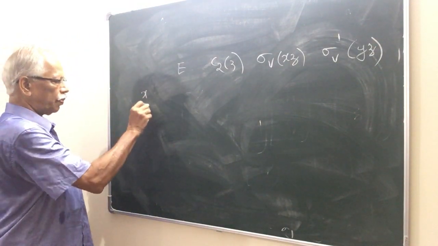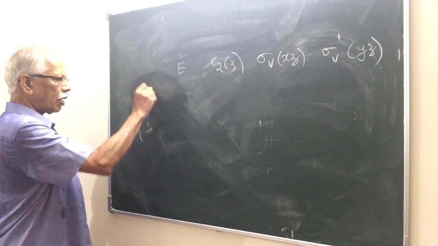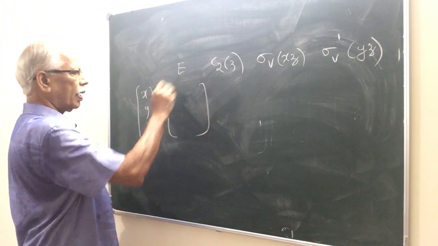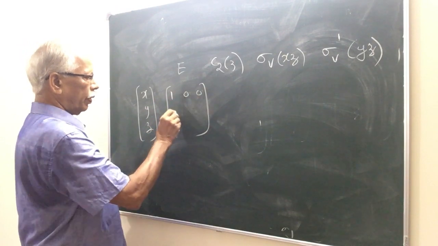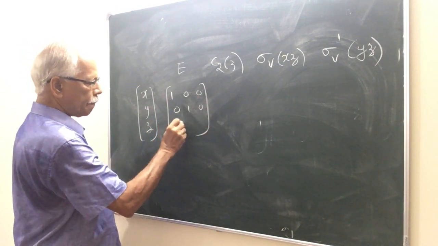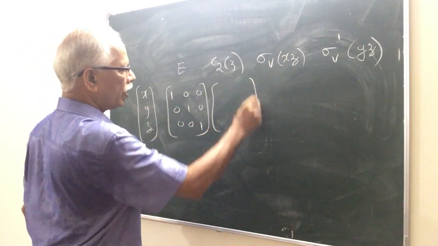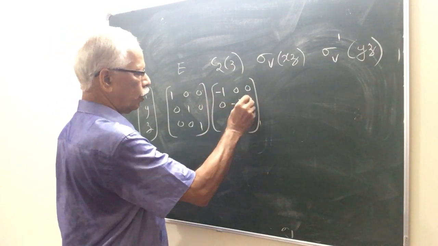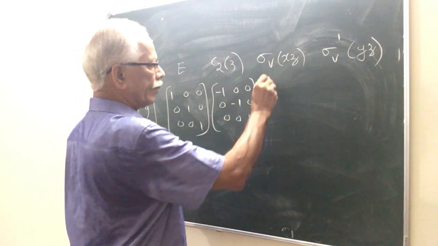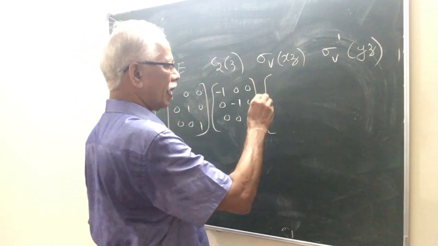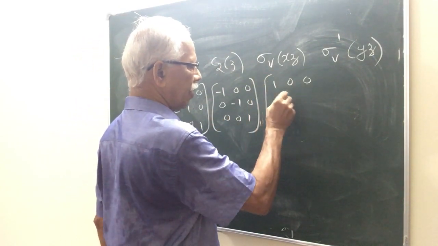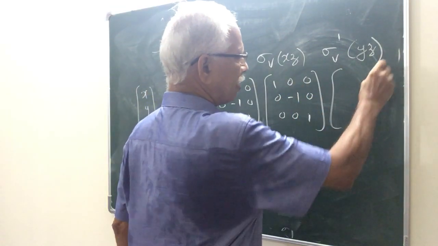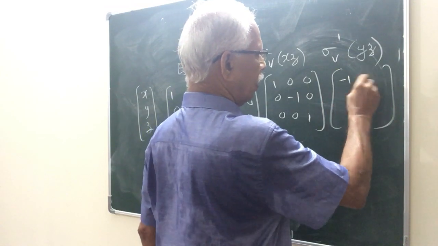On the basis of the general coordinates of a point, the matrices are easily written. Under identity, it is a unit matrix of order 3. For C2 Z, the Z coordinate will not change, others change to their negative values. This is XZ, so X and Z will not change. Here it is YZ, Y and Z will not change.